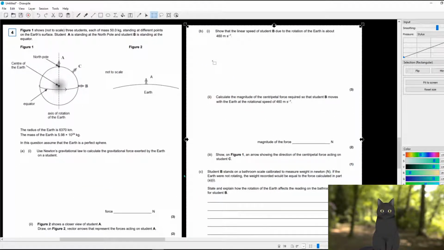Okay, let me see. Figure 1 shows 3 students A, B, C standing at different points of Earth's surface. A is standing at the North Pole, B is standing at the equator, C is standing somewhere in between. Student B stands on a bathroom scale calibrated to weigh in newtons. If Earth were not rotating, the weight recorded will be equal to the force calculated in part A1. Use Newton's gravitational law to calculate the gravitational force exerted by Earth on a student. So if it's not rotating, it will be that.